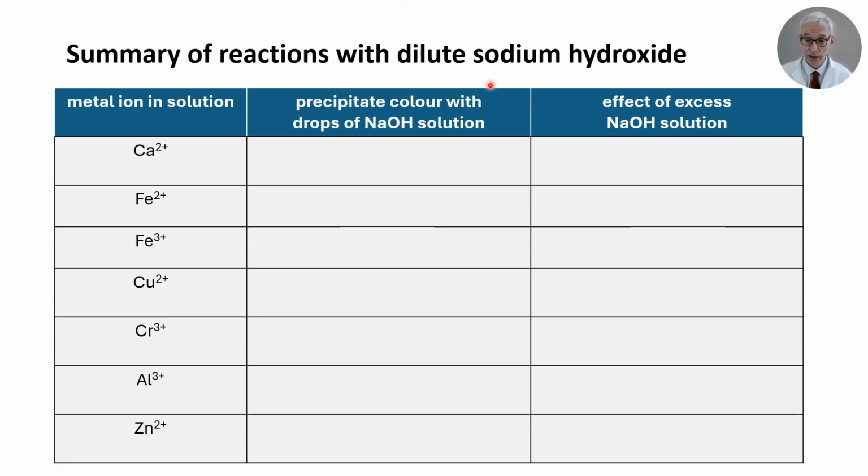So at this point, it would be best to review and to summarize. So for each of the metal ions in solution, with drops of sodium hydroxide, a precipitate is formed. Can you remember the color of that precipitate? Can you recall whether it dissolves or is insoluble in excess sodium hydroxide? Pause the lesson, complete this table from memory, then resume to correct and check.